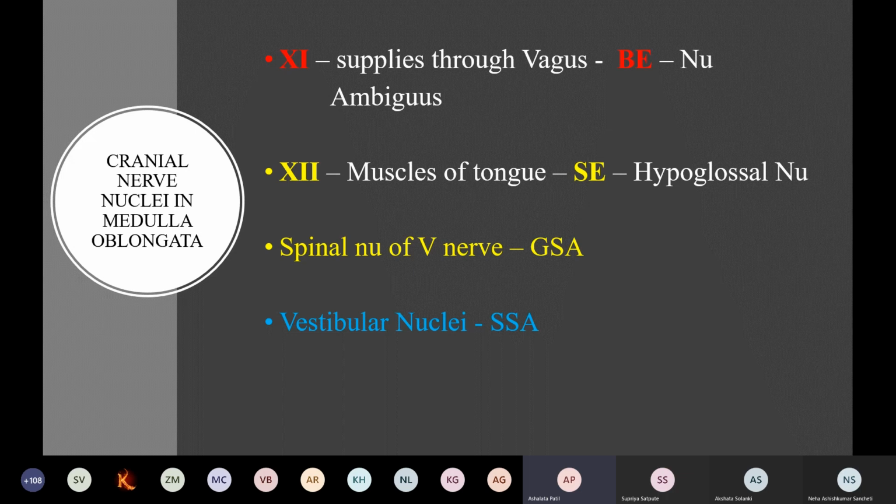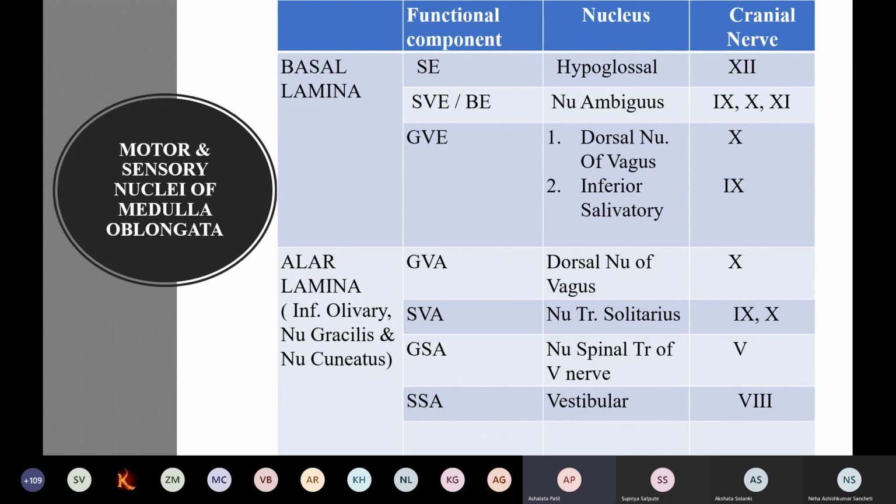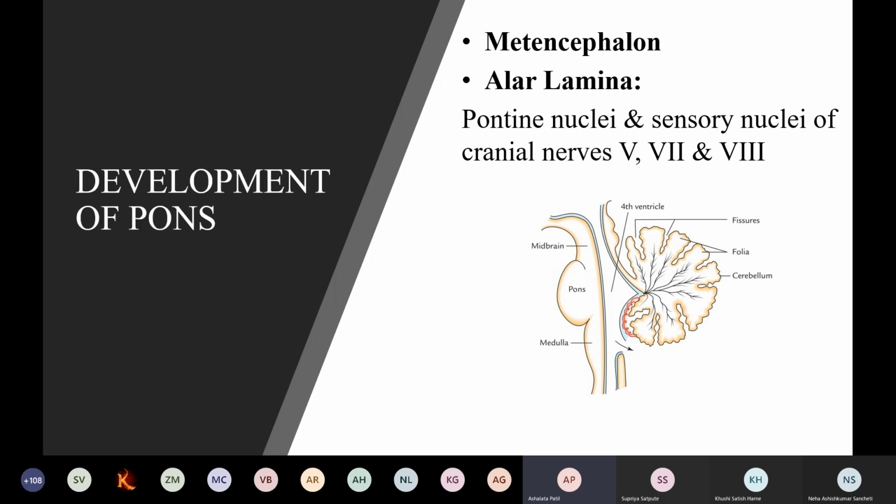Why is this important? When you study the sections of the medulla and pons, if you remember the cranial nerve nuclei and the ascending and descending tracts at various levels, you will definitely understand those sections. So you should know which nerves arise, what their functional components are, and which ascending and descending tracts are there at that level. Then you will understand all the sections of the midbrain, pons, and medulla better. This is again in tabular form, you can go through it afterwards.